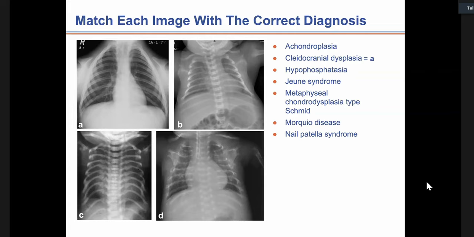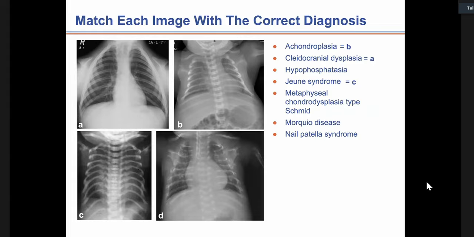So A is cleidocranial, the characteristic feature is the absent clavicles. B is achondroplasia, very subtle, very difficult, but that left proximal humerus metaphysis is sloping. The ribs are short. You're seeing far more of the scapulae outside than you should be seeing, and the anterior rib ends are not coming very far anteriorly. C is maybe harder to know. It's Jeune, a short rib polydactyly syndrome with or without polydactyly.